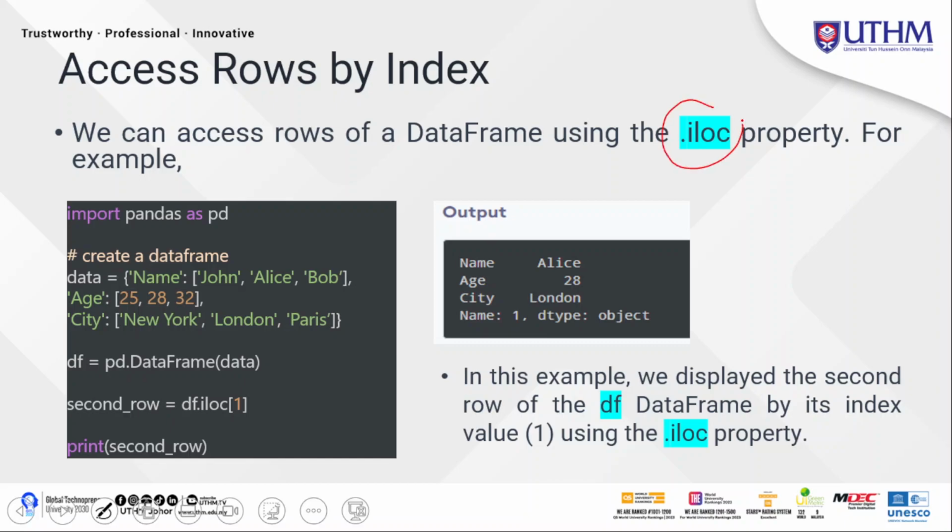Access rows by index. We use the iloc property. For example, import pandas, create the data frame. Okay, created already. Second row. So we want to access the second row, and we know that the second row is Alice, 28, and London. In order to access the second row, the index of the second row is not 2. It starts with 0, 1, and 2. So here John is 0, Alice is 1, Bob is 2. So your second row will be Alice, but the index is 1. So that's the reason we use df.iloc[1]. So print the second row, and you'll get this final output.